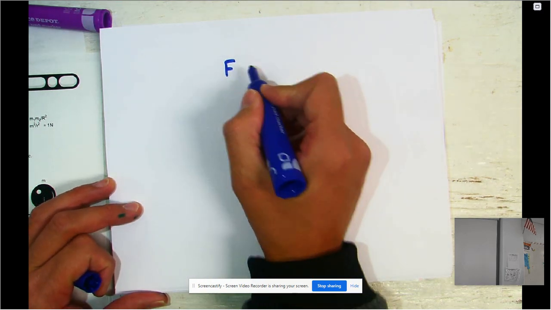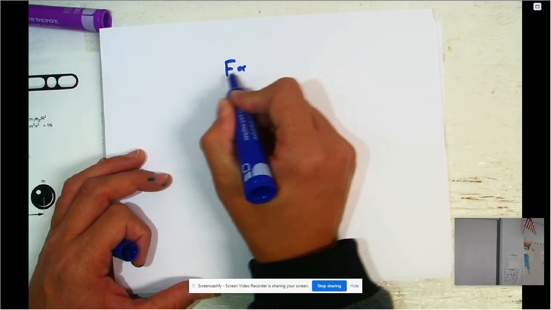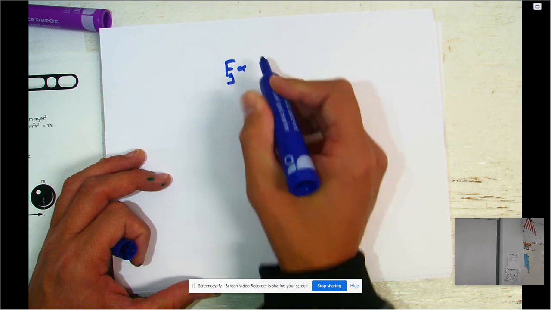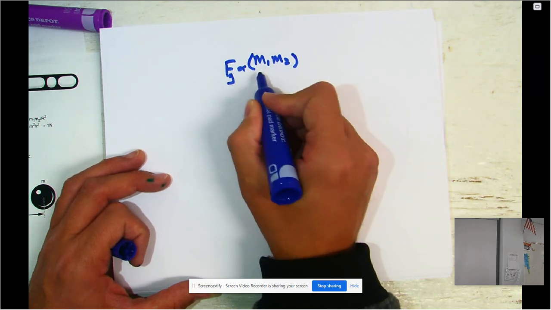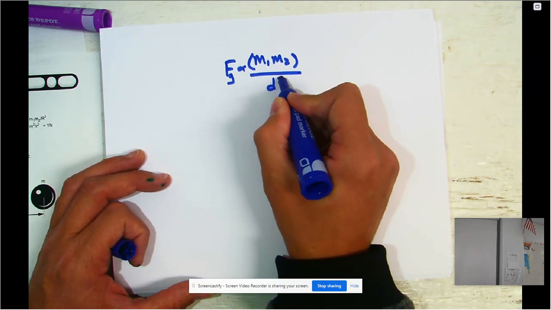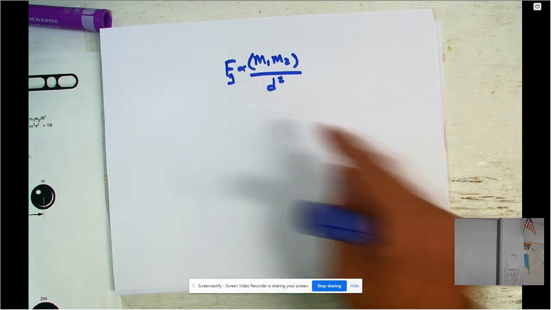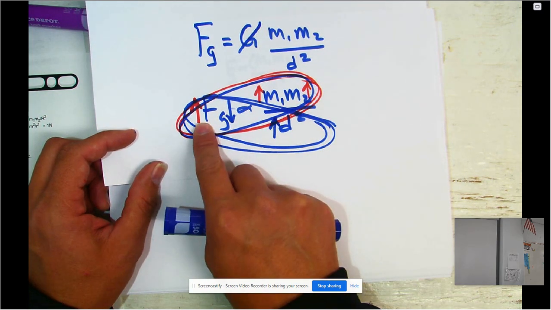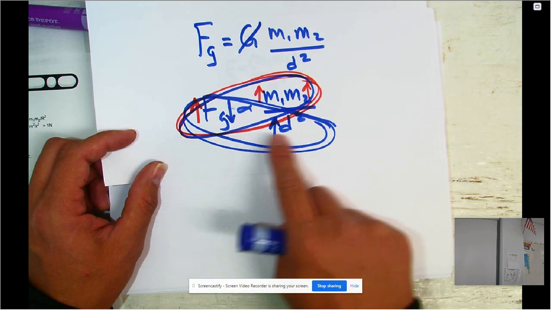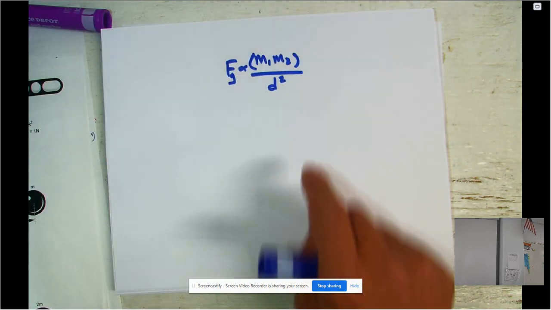So here's our equation. What we're going to look at. We're going to disregard our constant for right now. And we're going to say force of gravity is proportional to the product of the masses and inversely proportional to the distance squared. That's what this symbol means. What I just talked about with this part, where if you increase mass, you increase force. If you decrease the mass, you're going to decrease the force. And then this inversely proportional relationship that's here, that's what this symbol means.